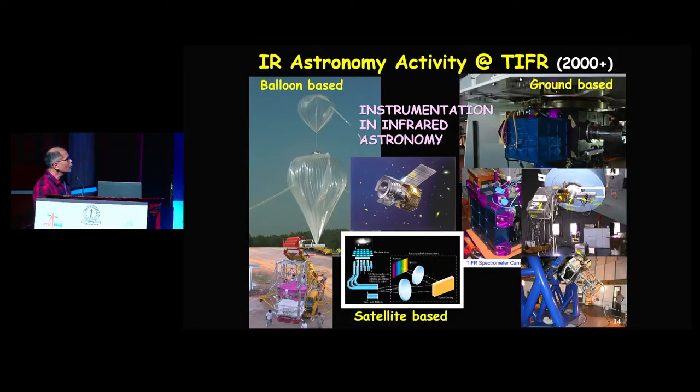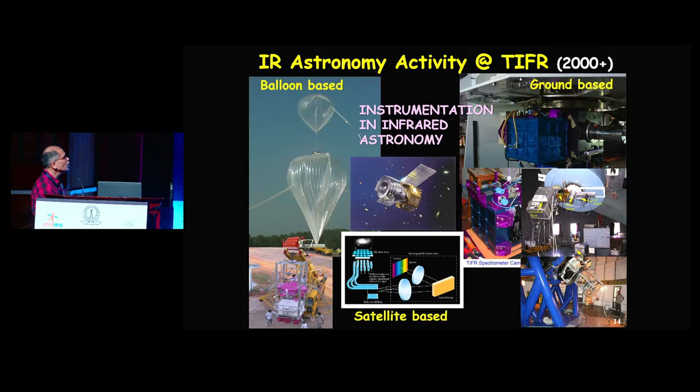So in the last 2.5 decades, from early 2000, we have been doing a lot of instrumentation for the ground-based program because we moved from single channel to array detectors, and I will focus more on this ground-based program. These were from different array detectors, from 512 by 512 to 2K by 2K kind of detectors.